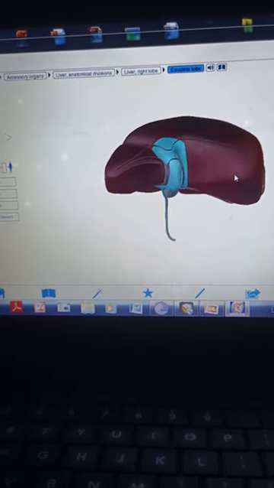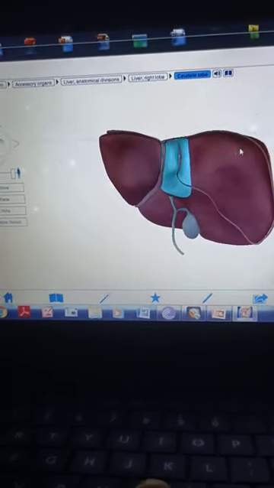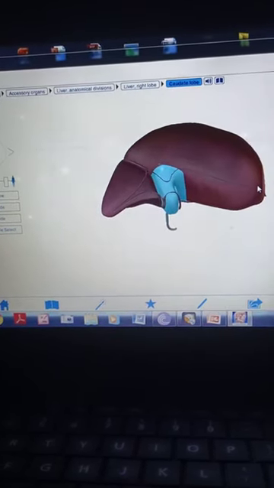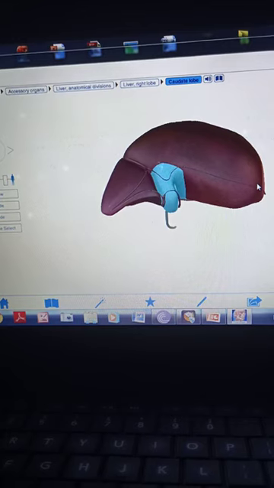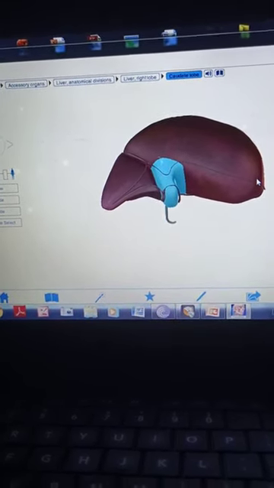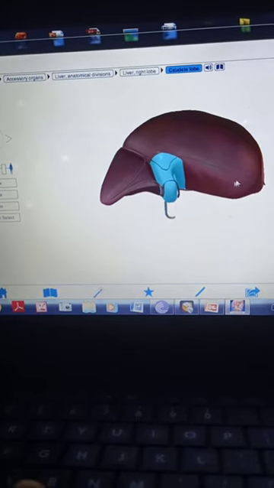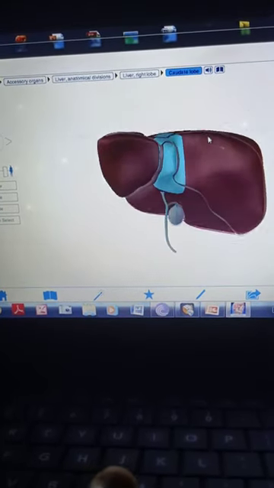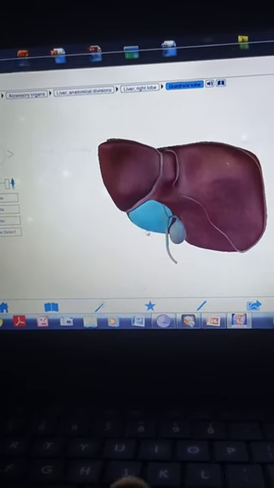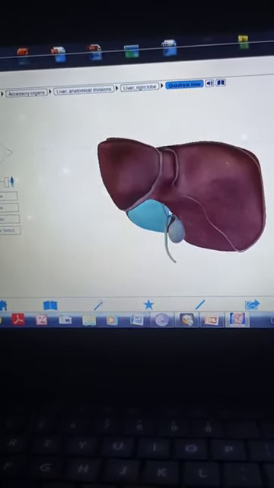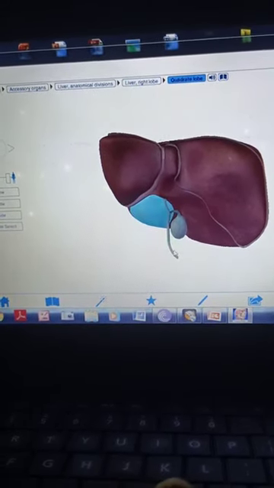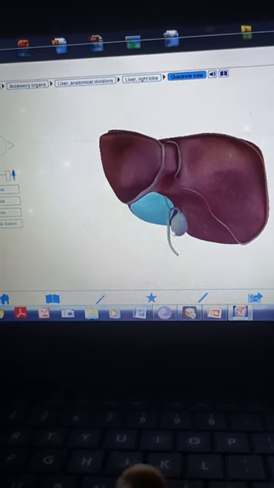Then comes the quadrate lobe. While keeping the liver in anatomical position, the quadrate lobe has four boundaries. Here we have to say anterior and posterior, not superior and inferior. Here comes its anterior border, here is the posterior border, here comes the left border, and here comes the right border.